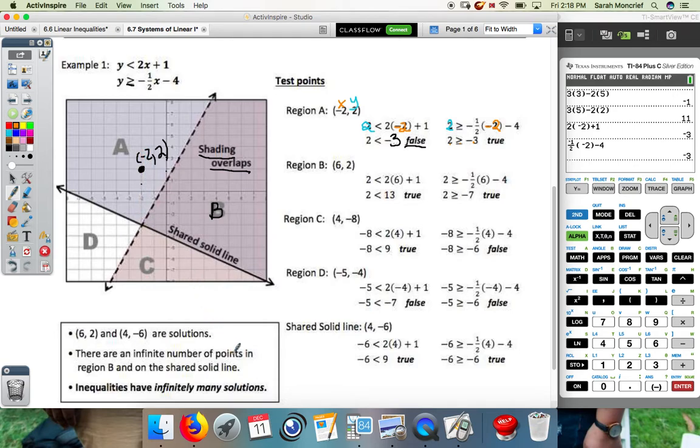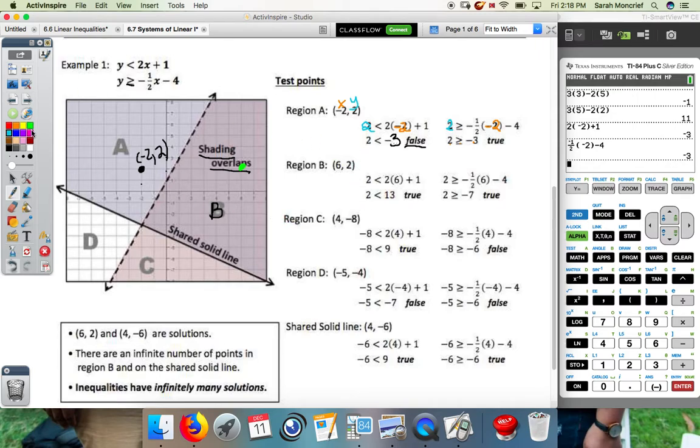All right, now let's go to region B. Region B, we want to see if 6, 2 is going to be one of our solutions. So 6, 2 would be 1, 2, 3, 4, 5, 6, and 1, 2, right here where the P is, pretty much. But of course we want to check it real quick algebraically to make sure we are right.